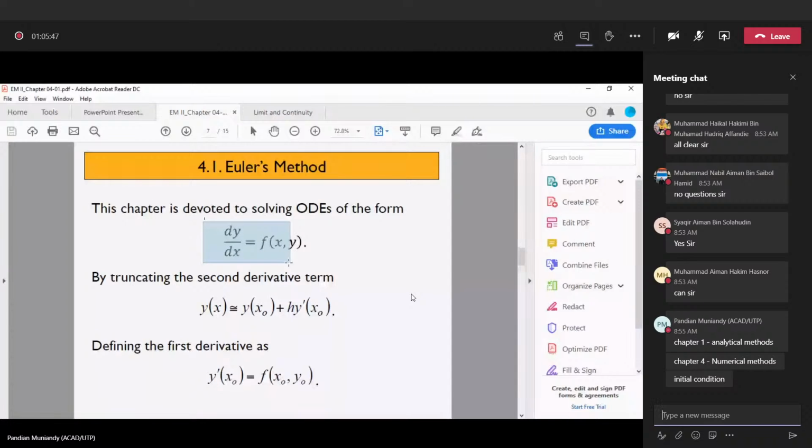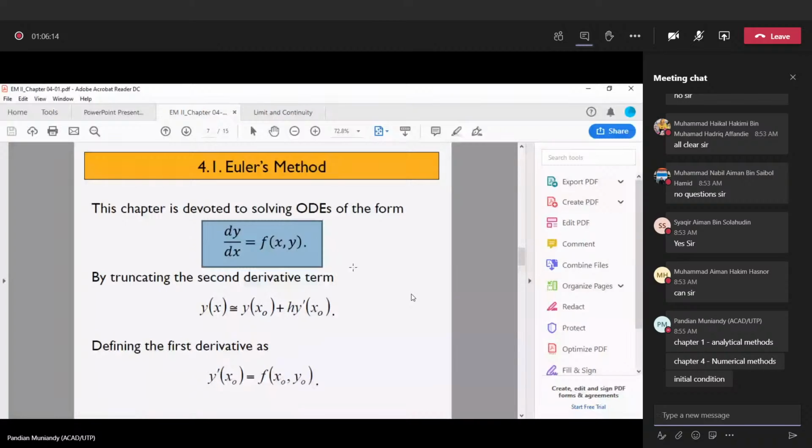This equation dy/dx equals f(x,y) not necessarily will be linear, separable, or exact, or non-exact, or Bernoulli. No, it will be in any form, but first order. So this is the advantage. So you study Euler's method to solve all those 4 types in chapter 1.